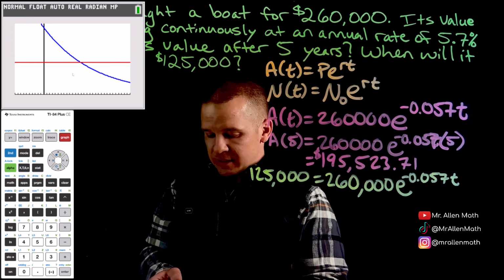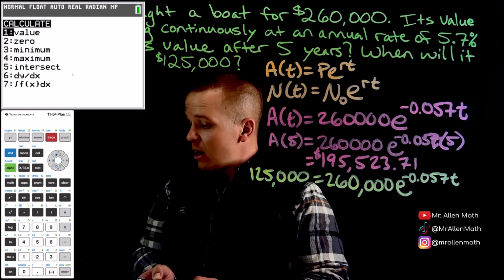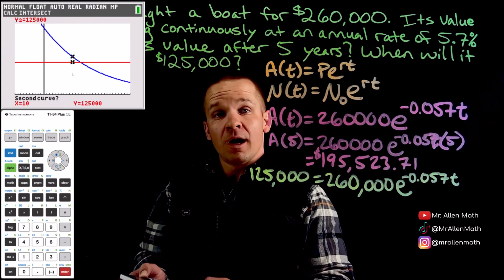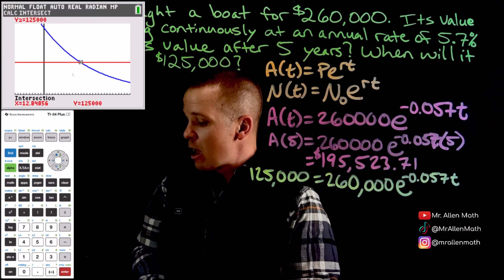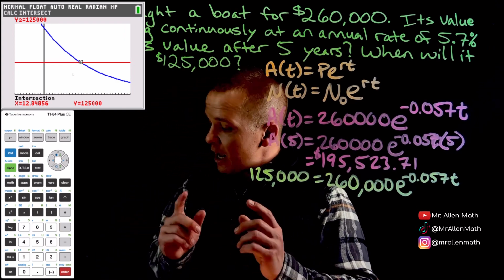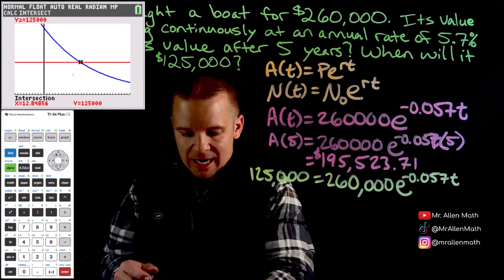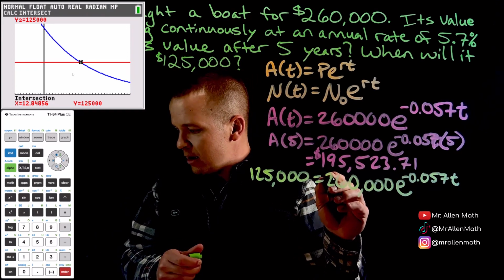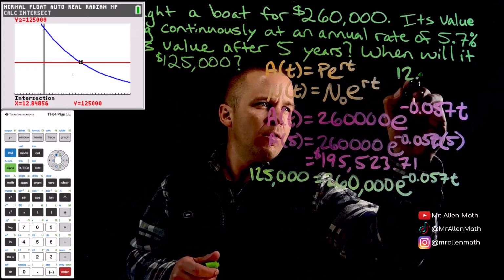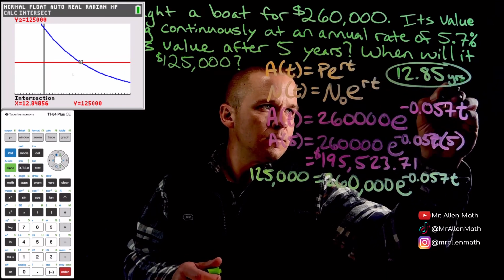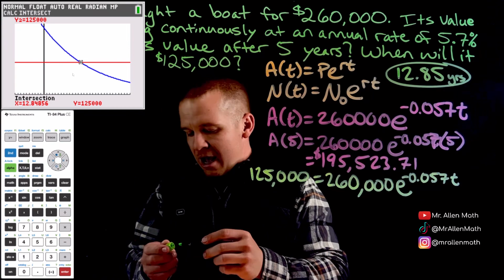Now, how do I solve this? Second calc. All right, we got to get our intersection. So number 5 there. I'm going to hit enter on the blue, enter on the red, enter again to guess. And there we go. We got 12.84856. I'm going to jot that down up here in green. Okay, so we got 12.84, 12.85 years, right? Okay. So that's what we have for our graph.